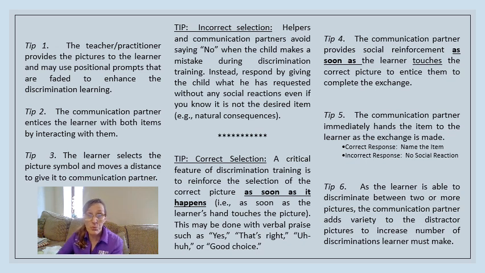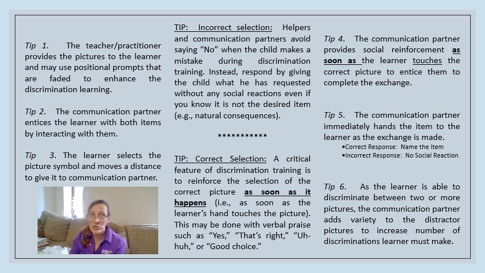Okay, so this is important, right in the middle of the screen. The tip for an incorrect selection versus a correct selection. So we kind of covered this a little bit already. But the tip for the incorrect selection: the helper and communication partners avoid saying no when the child makes a mistake during the discrimination training. Instead, we respond by giving that child what they requested, without any social reactions, even if we know it's not the desired item. So that's natural consequences.